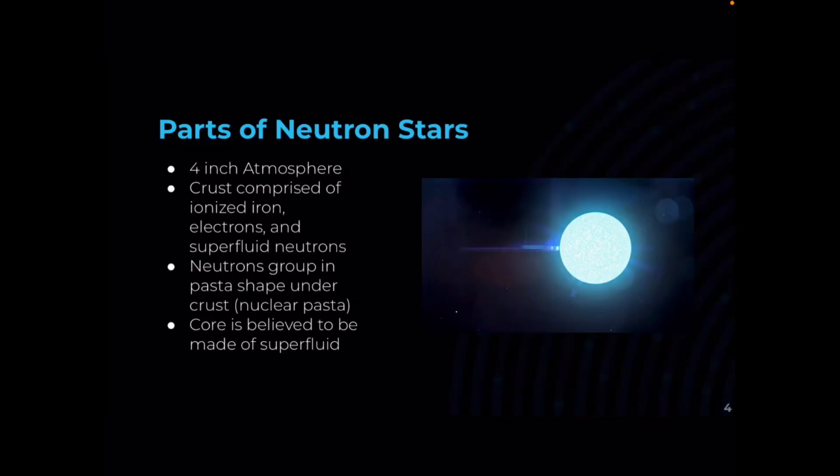Let's talk about the parts of a neutron star. Starting at the top, let's discuss the atmosphere. It's extremely dense, but just about 4 inches tall because of all the gases pulled so close to the star's surface because of its immense gravity. The crust is made of ionized iron, electrons, and superfluid neutrons. Underneath the crust, neutrons are packed together in pasta shapes, which is known as nuclear pasta. The outer core is also believed to be made of superfluid, which is a fluid that moves without losing any energy. However, the contents of the inner core is still unknown.